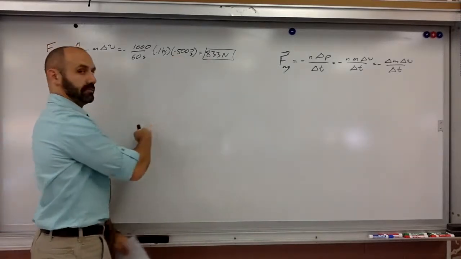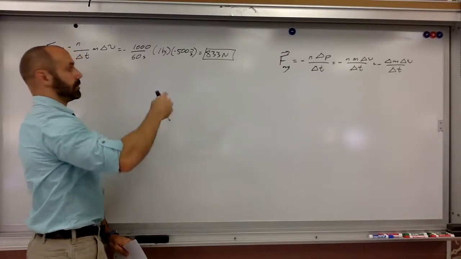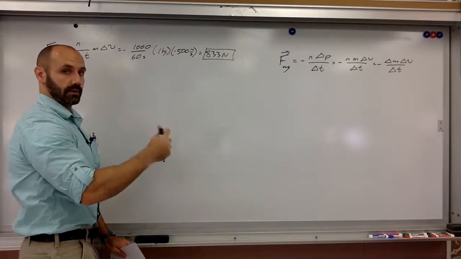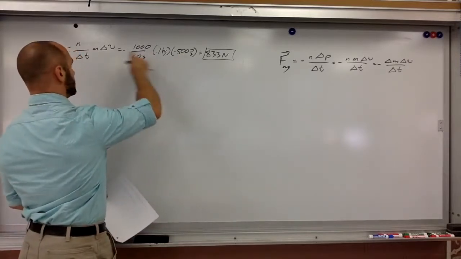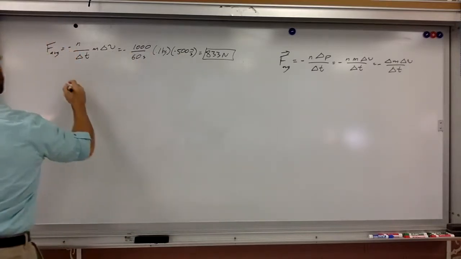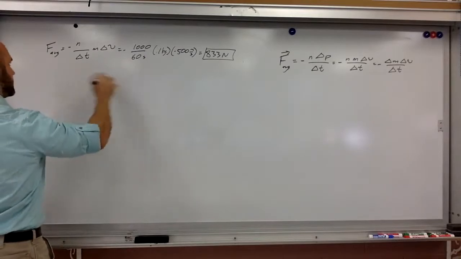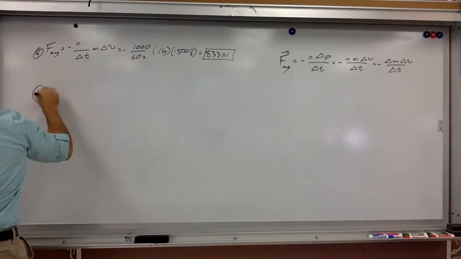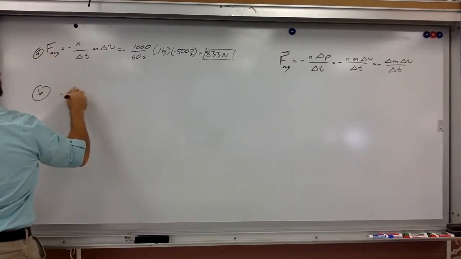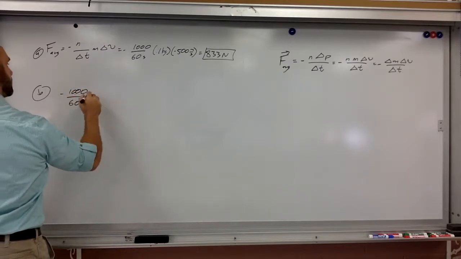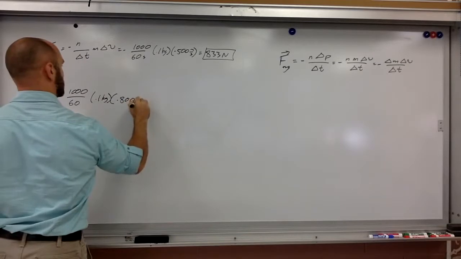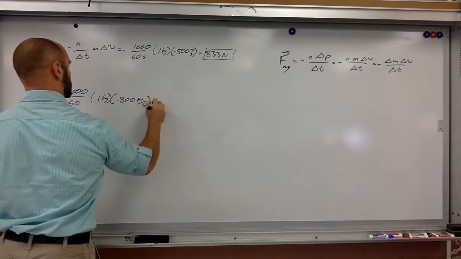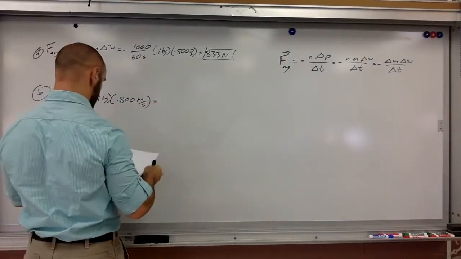In the second case, where they ricochet, the only difference here is that now, instead of them stopping, going from 500 to 0, they're going from 500 to 300, but in the opposite direction. So the total change in velocity, delta v, is 800 instead. And so this is all set up the same way, but for part B now, it's going to be negative 1,000 over 60 times 0.1 kilogram times negative 800 meters per second.